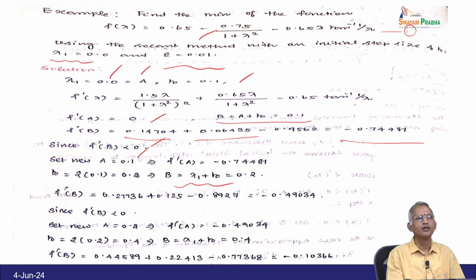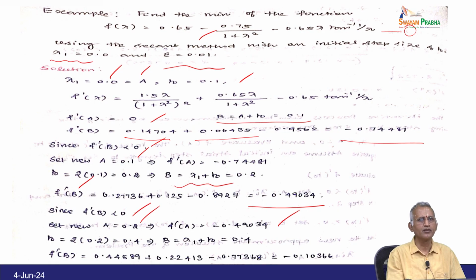Now you know f of lambda and f dash of lambda, and lambda equal to B you are substituting, therefore f dash of B equal to 0.27736 plus 0.125 minus 0.8927, which is equal to minus 0.49034. Since f dash of B is negative, set new A equal to 0.2, therefore f dash of A equal to minus 0.49034, and go to the next step size.